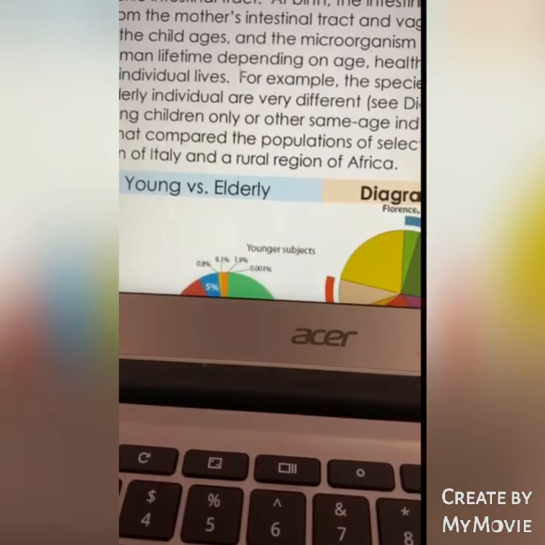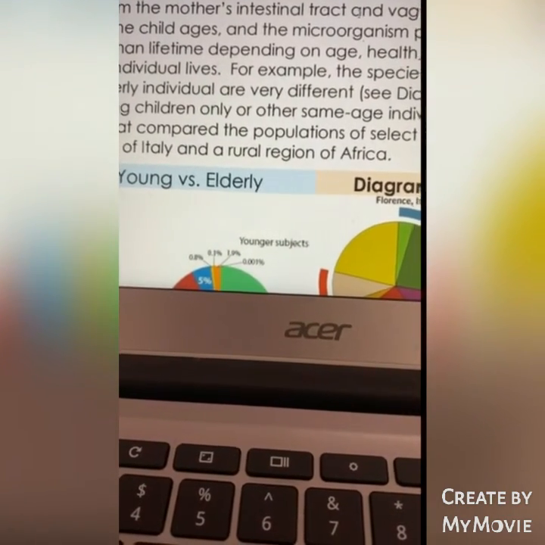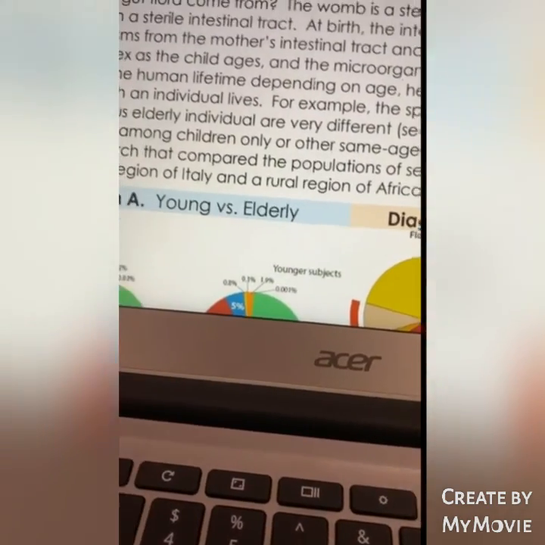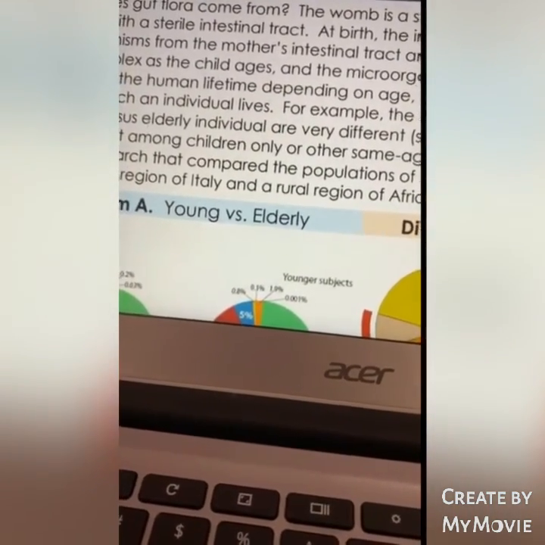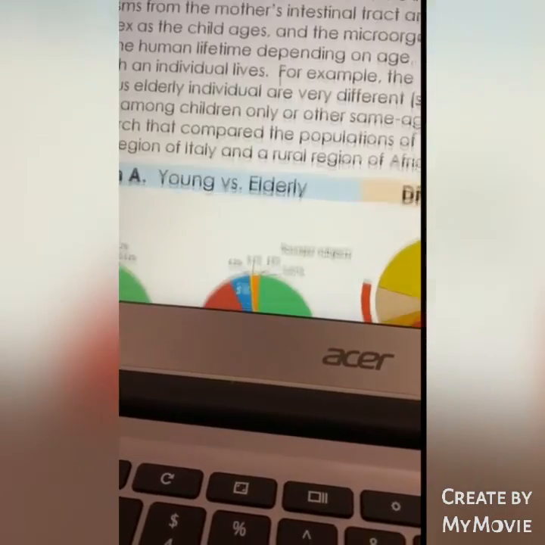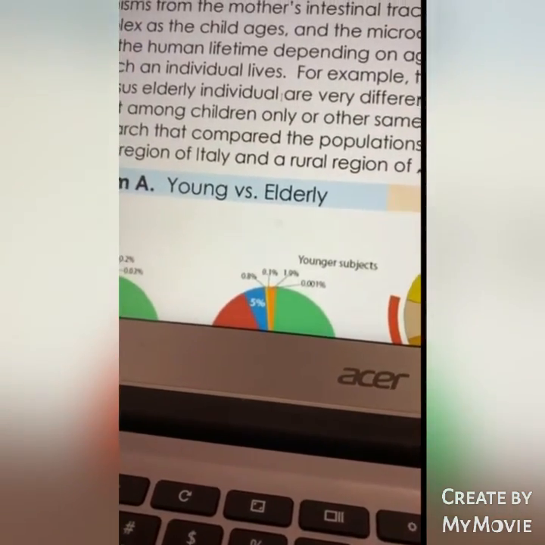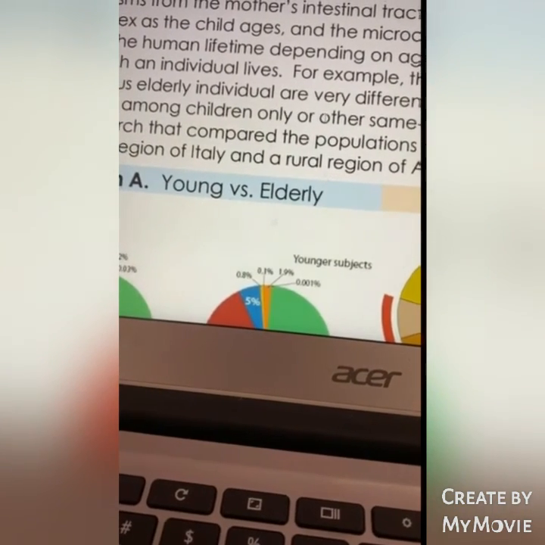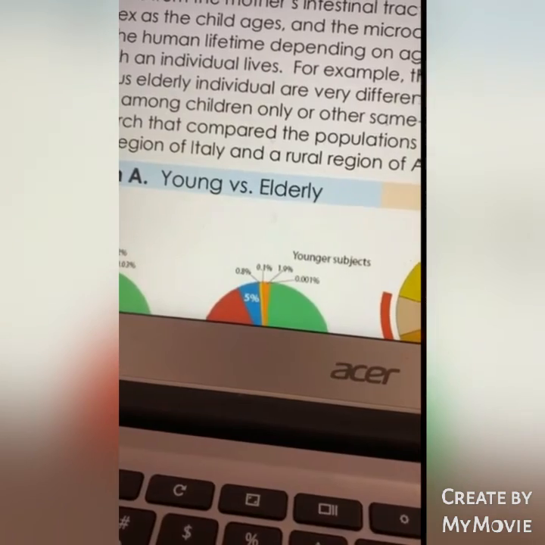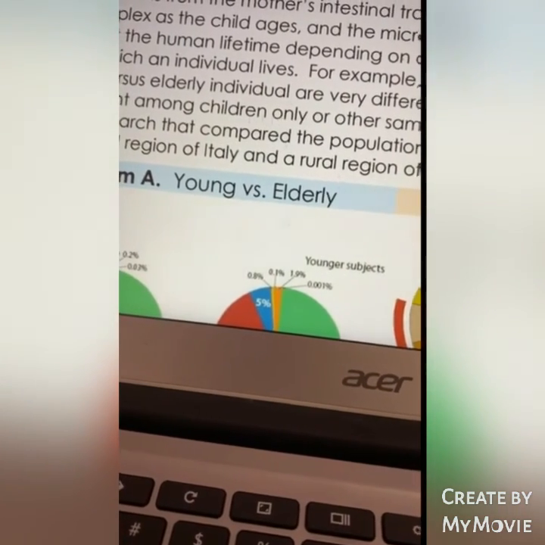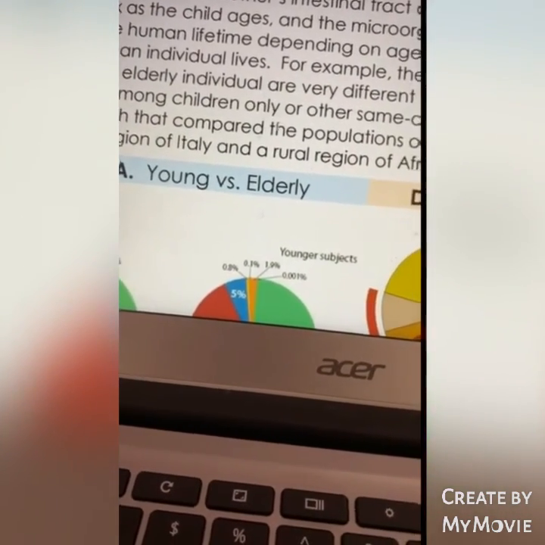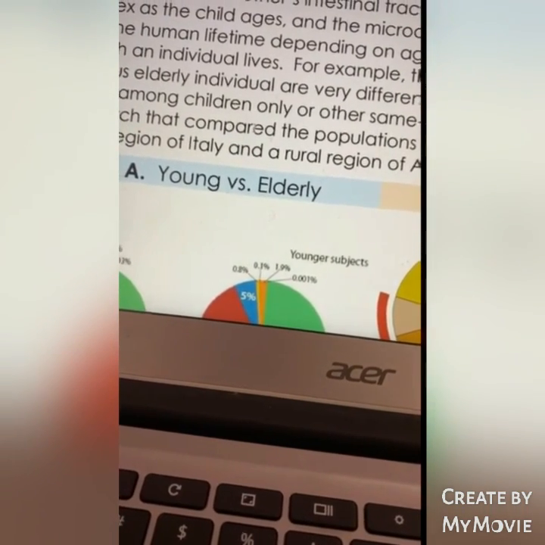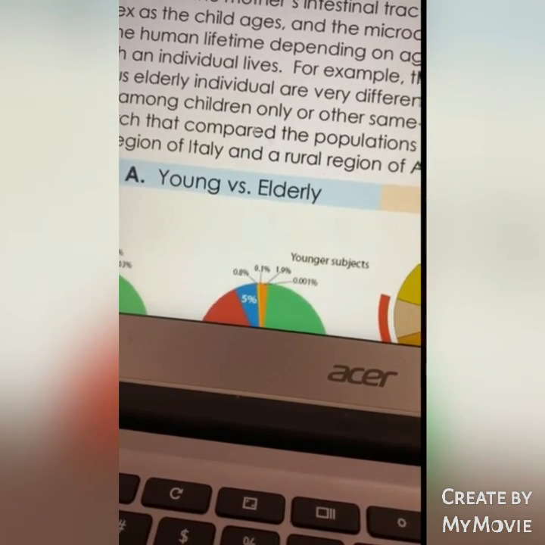The gut flora becomes more complex as the child ages, and the microorganism population fluctuates and changes throughout the human lifetime, depending on our age, diet, health, and even the region of the world in which an individual lives. For example, the species and population of microflora in a young versus an elderly individual are very different. Microflora can also be very different among children or other same-age individuals. Diagram B summarizes research data that compared the population of select bacteria in children in an industrialized region of Italy and a rural region of Africa.